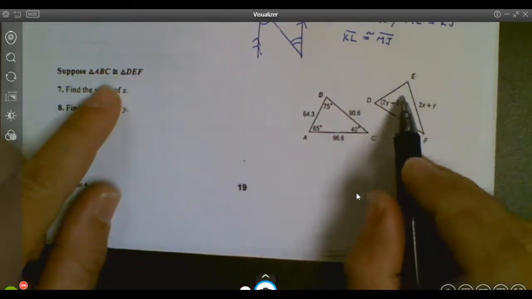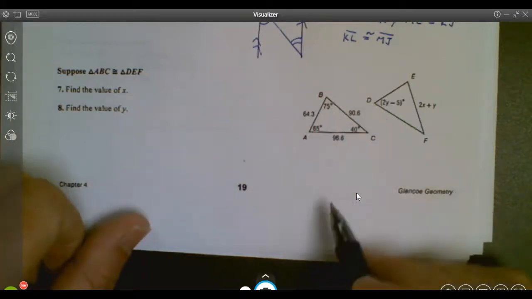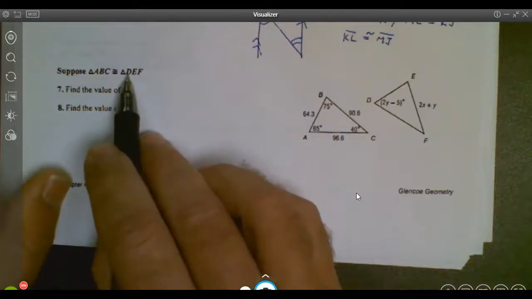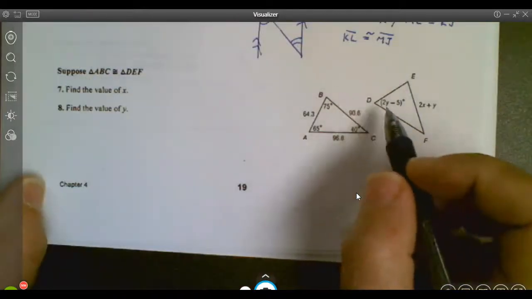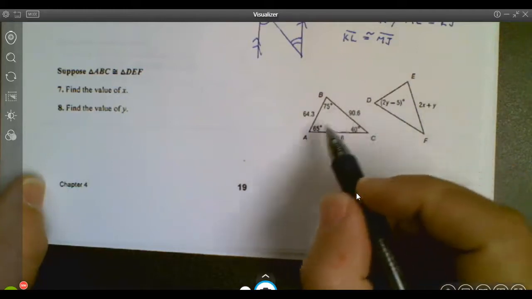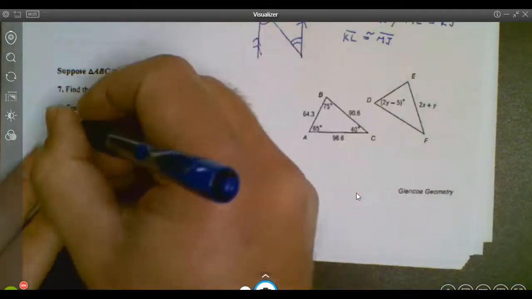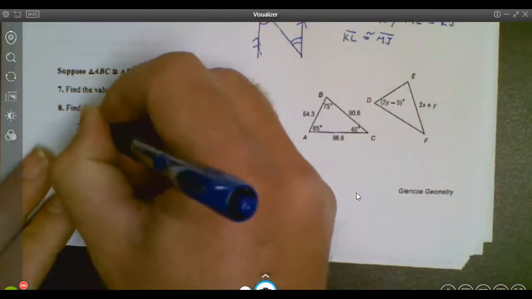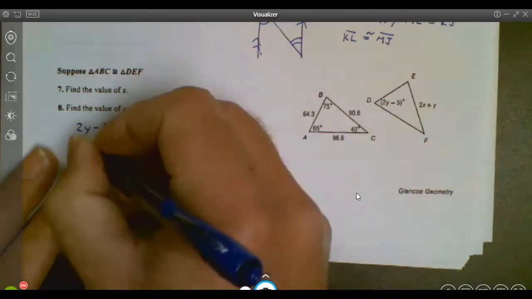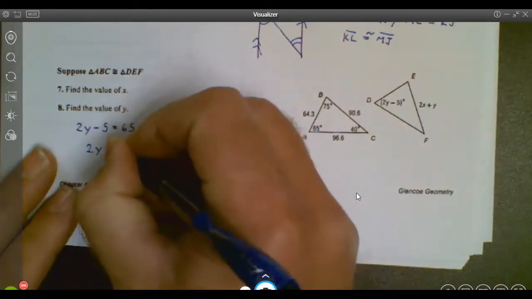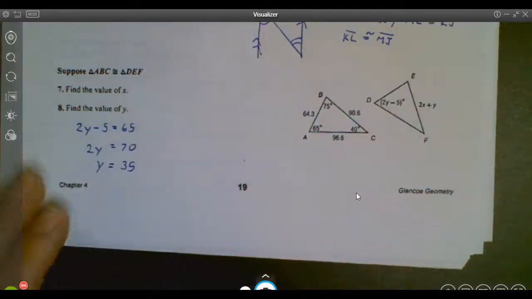Like for example, when I look at this, well, angle D, what does that go with on the other triangle? Well, look at your congruent statement. D corresponds to A. So I know that this angle is equal to 65 degrees. So I'm going to say 2y minus 5 is equal to 65, and now I can solve that equation real easy. So it tells me that y is 35. Let's do the same thing for x.